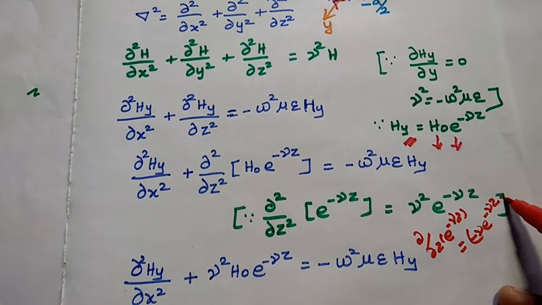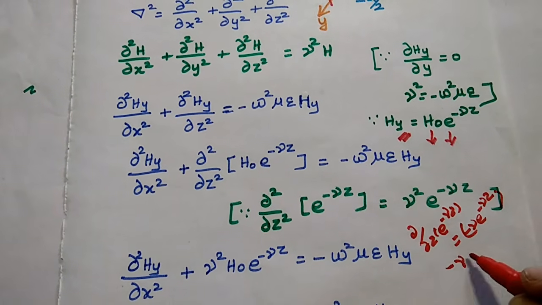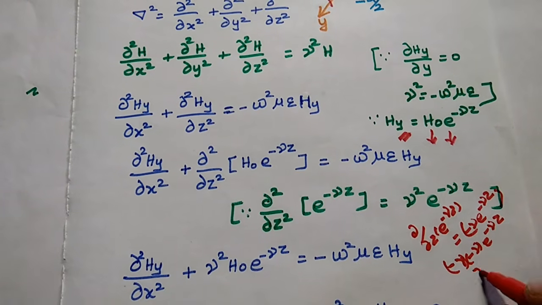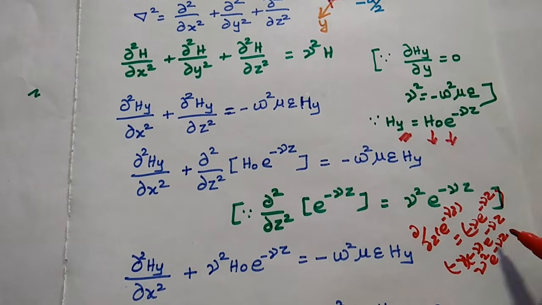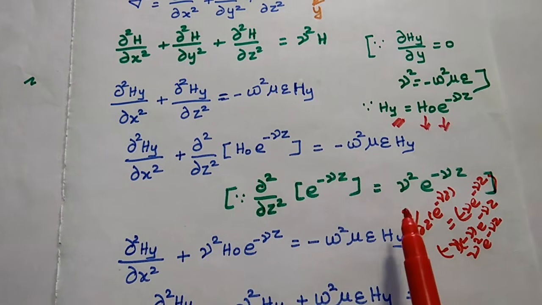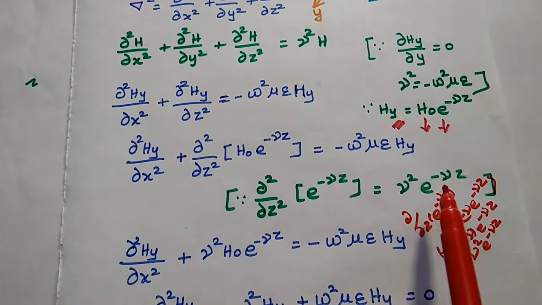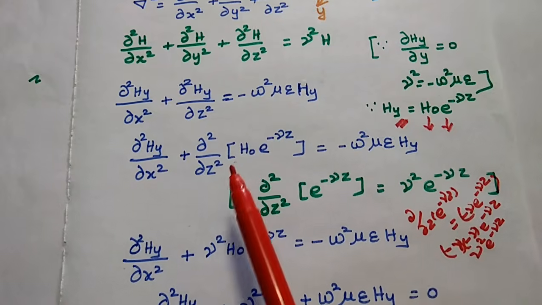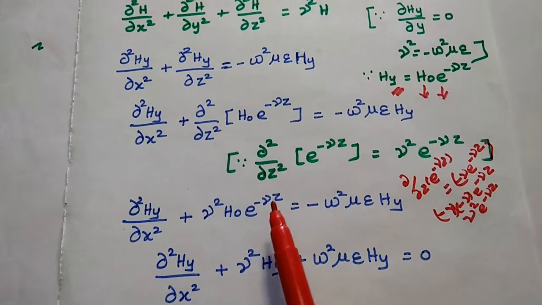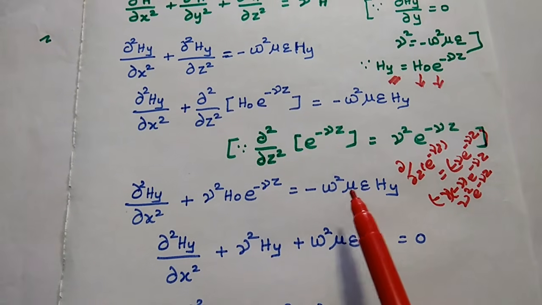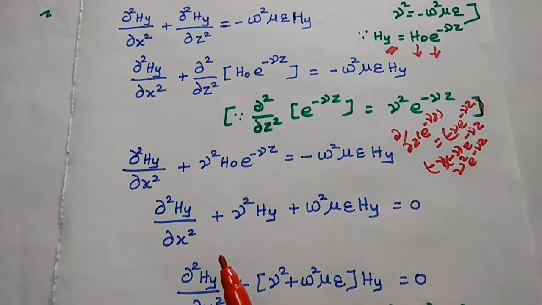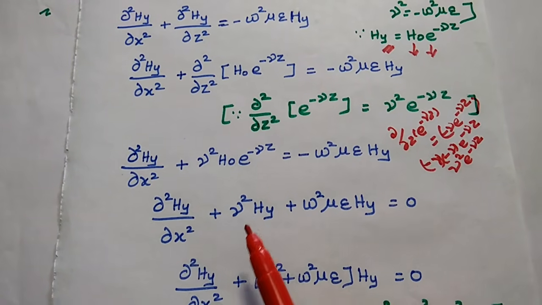If we differentiate this term again, we get minus gamma into minus gamma e power minus gamma z. That is gamma squared e power minus gamma z. So dou squared by dou z squared of e power minus gamma z is nothing but gamma squared e power minus gamma z. So we can replace this term with gamma squared H naught e power minus gamma z. For further simplification, we can move this term to this side as plus. Then we get dou squared Hy by dou x squared plus gamma squared.